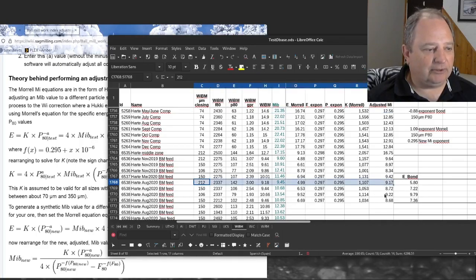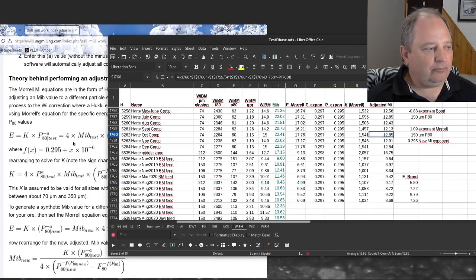So what we want is a result where the 150-ish micron MIB that we measured was about 9.47. And the value that we get out of the adjustment is about 9.17. So that's not too bad. It tells us that we're kind of in the same neighborhood here, that the MI numbers are much more sensitive to P80 than the work index numbers are. And there's reasons for that that have to do with the calibration of the data sets that were used in these two different models.